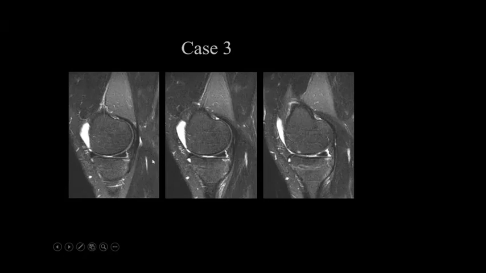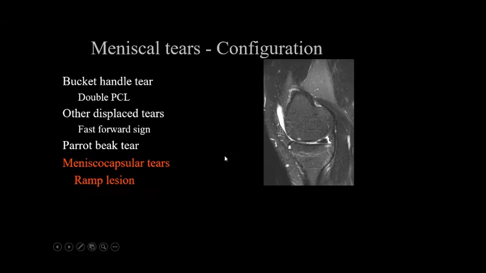And what we see in this patient is actually a fluid cleft between the capsule and the meniscus, and we see it even more here. You're not allowed to have fluid between the capsule and the posterior horn of the medial meniscus. That should not be there. There should be no fluid between the capsule and the medial meniscus. And the name for this one is ramp lesion.